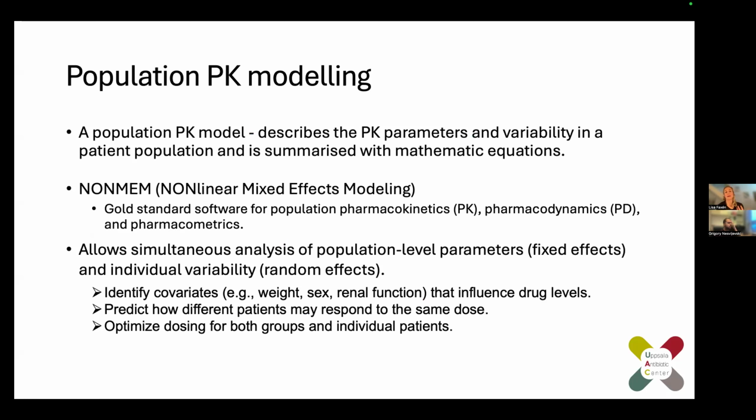And this is a gold standard software for population pharmacokinetics, pharmacodynamics, and pharmacometrics. And it allows simultaneous analysis of population level parameters, so the typical parameter for the population, the fixed effects, and individual variability, the random effects. So this makes it a powerful tool, and it makes it possible to identify covariates that influence drug levels, predict how different patients may respond to the same dose, and optimize dosing for both groups and individual patients.